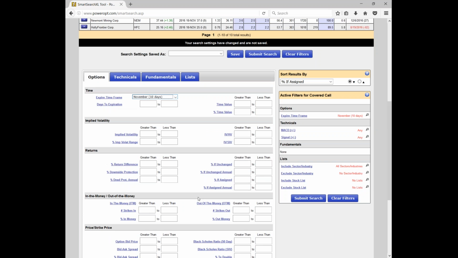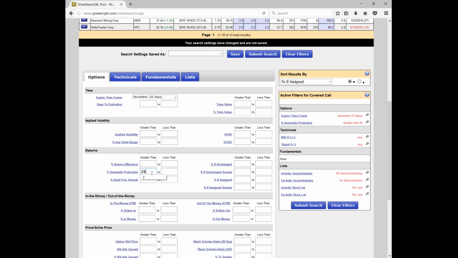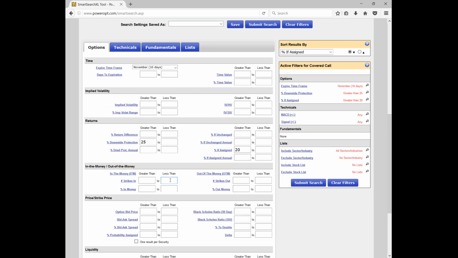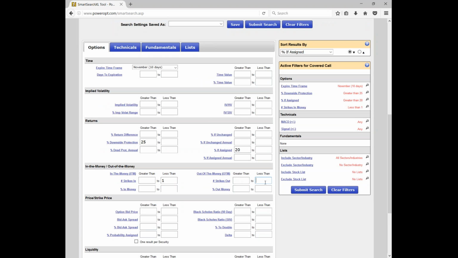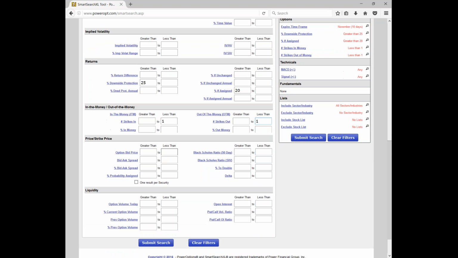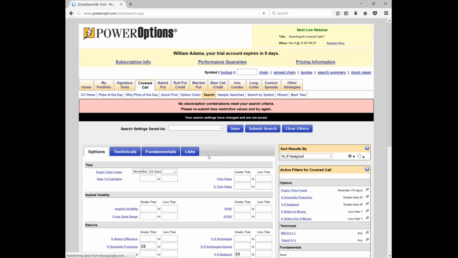I've cleared all the stock criteria out. I'm only going to look for covered calls that offer, let's say, at least a 25% downside protection. With a percent if assigned, let's call it at least 20%. I'm going to restrict it to be in the at the money. So we're going to put in our range, number of strikes in less than 1, number of strikes out less than 1 as well. I'm not going to worry about option, bid price, or anything else. 10-day out trade. Let's see if we find anything with at least a 25% downside and a 20% if assigned.